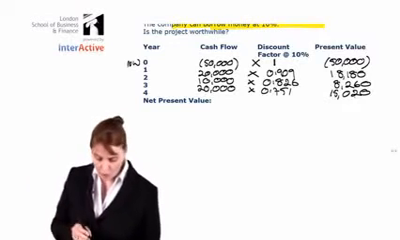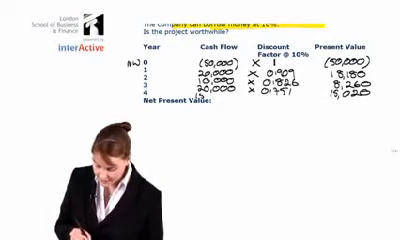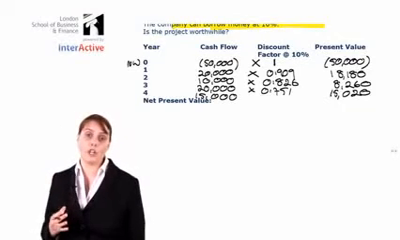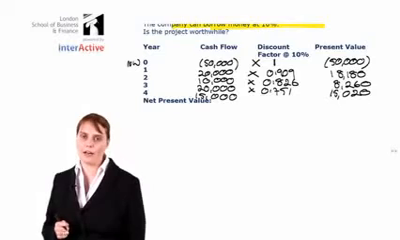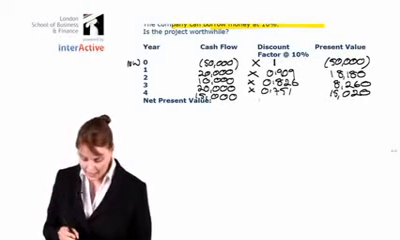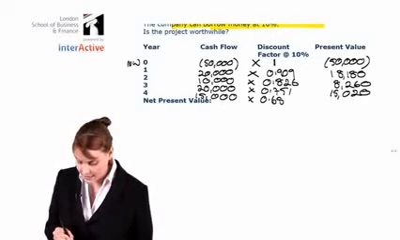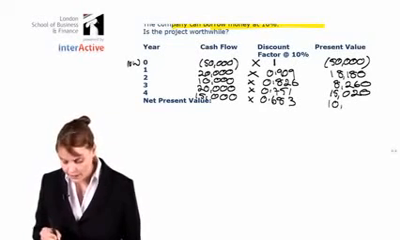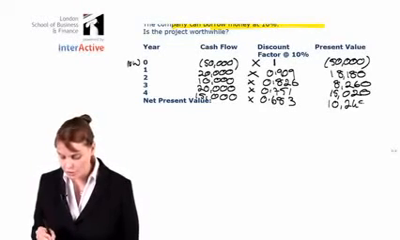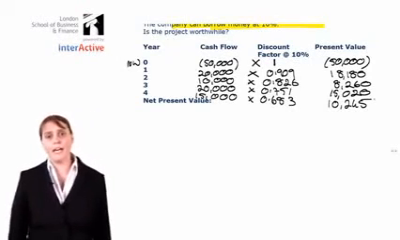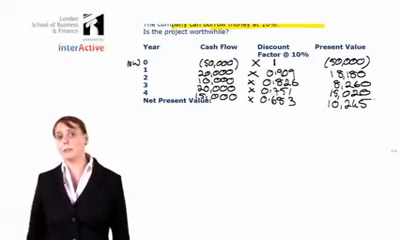Finally then, for year 4, we're going to receive $15,000. If you look at your tables now and check, what is the discount factor for N is equal to 4 with a discount rate of 10%? You should get 0.683, which means the present value of that cash flow is $10,245. So now we have made all of our cash flows comparable.